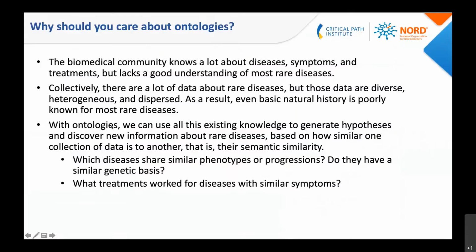So if you're joining this talk, presumably you have already heard of ontologies. You might be using them in your work. You may be considering using them or wondering how you can use them, or you might just be wondering why you should even care about ontologies.